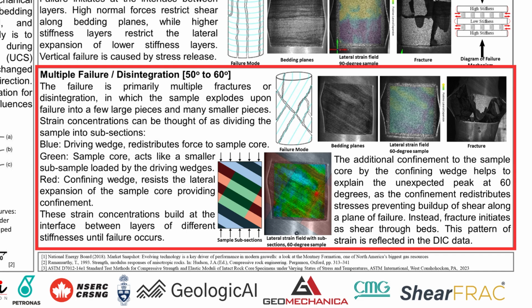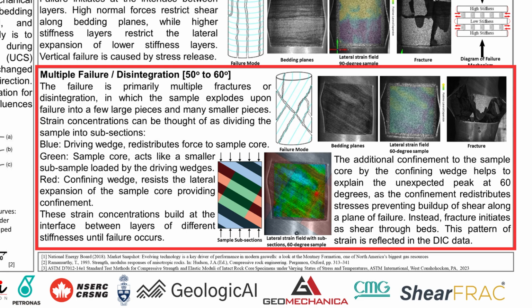The additional confinement to the sample's core provided by the confining wedges is thought to help explain the unexpected peak of UCS at 60 degrees. These confining wedges help redistribute the applied normal force of the driving wedge, preventing shear failure along the boundary between the driving wedge and the sample's core. Instead, shear is allowed to build up through the beds at the boundary between the confining wedge and the sample's core.